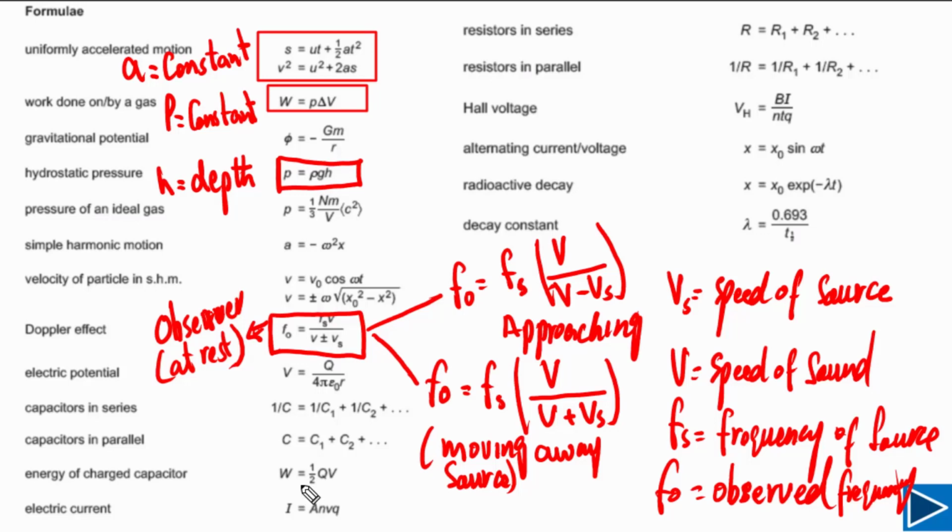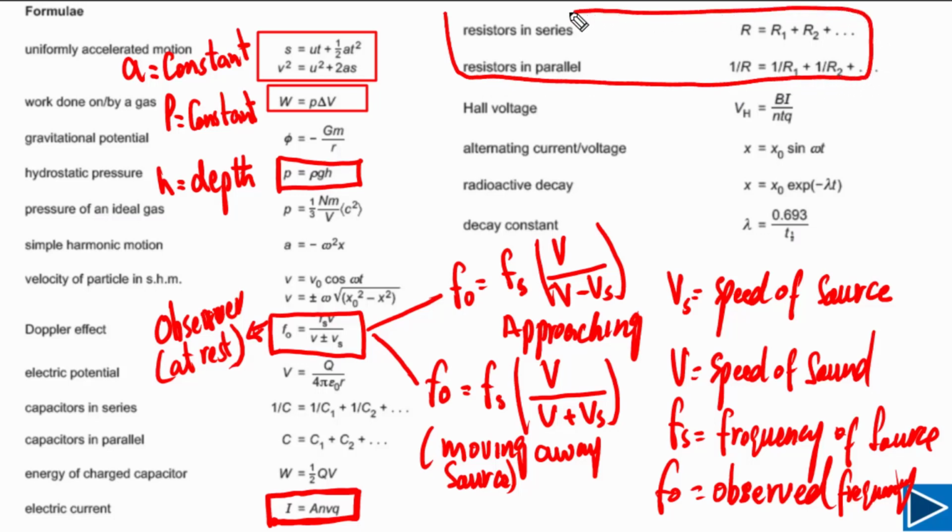The next important formula you need is electric current. I is equal to A N V Q. Very important one. Most of the time there will be one question about this, so you have to be very clear with this one. And the next two, resistors in series and resistors in parallel, are very basic formulae, but they are also given to you and you need them for some calculations. And that's all. These are the formulae you need for the AS exam.